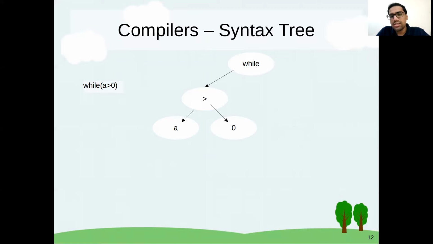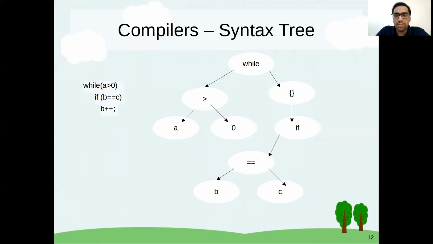Now we know that there are lines of code that come inside the block, inside the while. So we'll add a compound node, and then to that we need to add if b is equal to c. In the same way as we had done for a greater than 0, we can add if b is equal to c. Now if b is equal to c, we know that we have to execute b plus plus. And so we can put an operation and the operand onto the right child of if, like so.